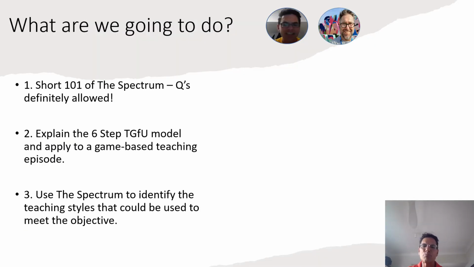I'm going to have to do a pretty short and fast spectrum 101, so we're hopefully all on the same page. Then I'm going to have a quick look at the 6-step TGfU model, which I'm presuming most of us are pretty familiar with, and use the spectrum to identify the teaching styles that could be used to meet objectives.